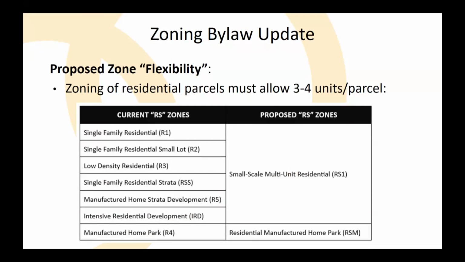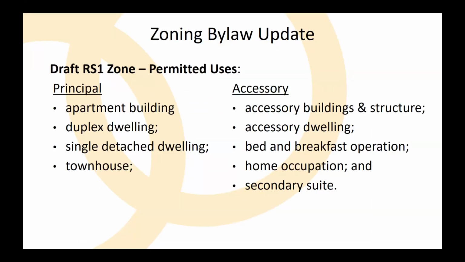The provincial legislation does provide an exception for manufactured home parks. No requirements are needed in relation to that. So it's being proposed to carry that R4 zone pretty much forward unchanged into a new RSM zone. In terms of permitted uses within the new RS1 zone, you can see here it's quite different from the screenshots I had on the previous slide where I was showing restricted zones existing within the current bylaw. The new low-density residential zone is going to allow for a range of building types.